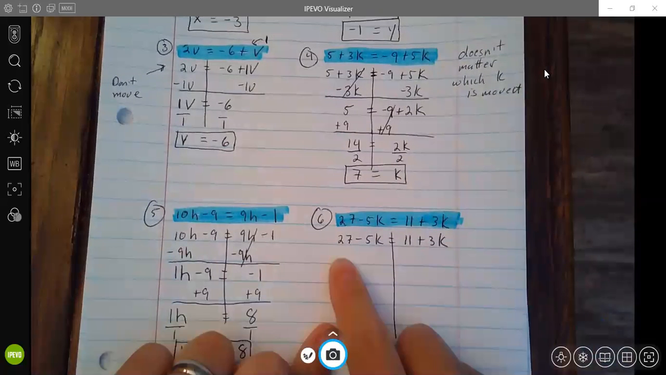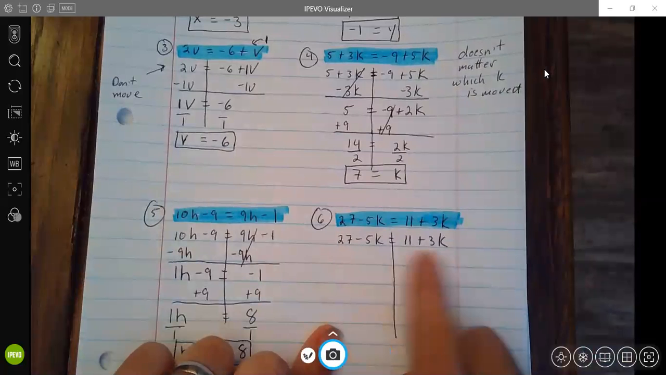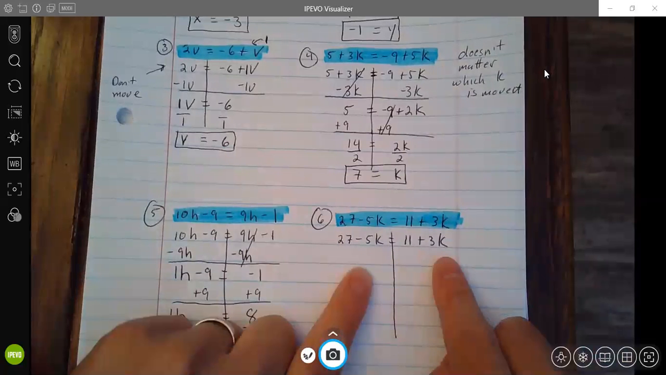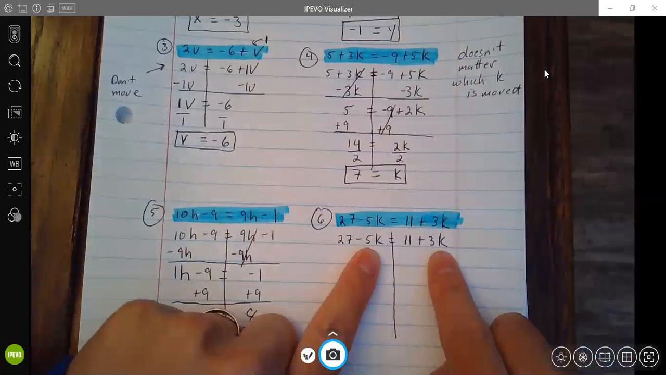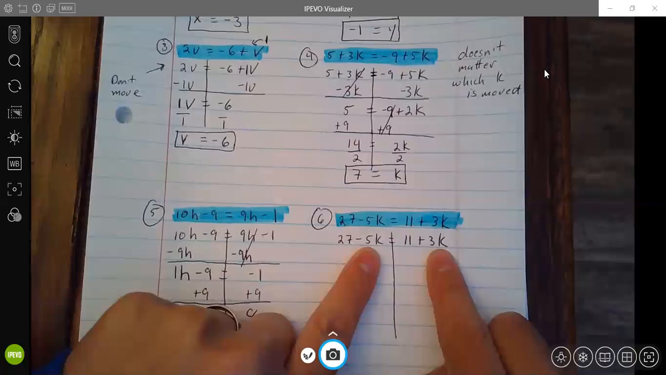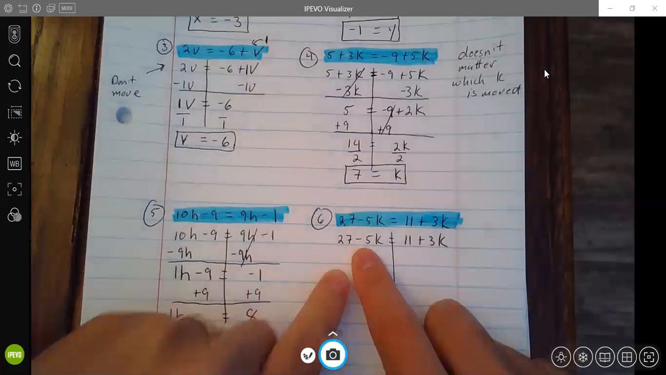Notice on the left side, no like terms. I can't combine anything. The 27 doesn't have a k. The 5 does. On the right side, there's also no like terms. The 11 doesn't have a k. The 3 does. So I need to combine these k's by doing opposite signs because they're on different sides of the equal sign. Doesn't matter which one I move, but I'm going to move the smaller one. That's a negative 5. A negative number is always going to be smaller than a positive number. So I'm going to move the negative 5.